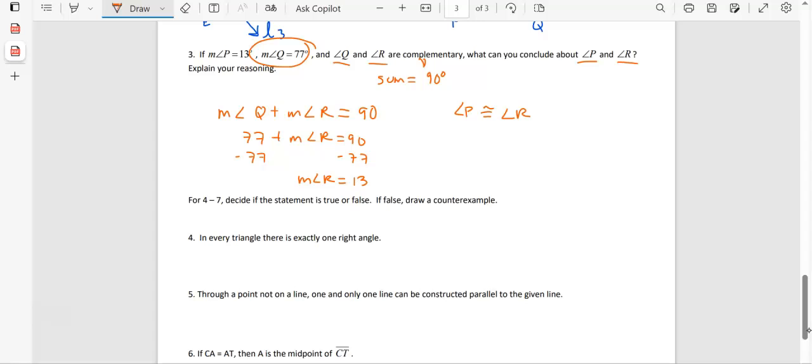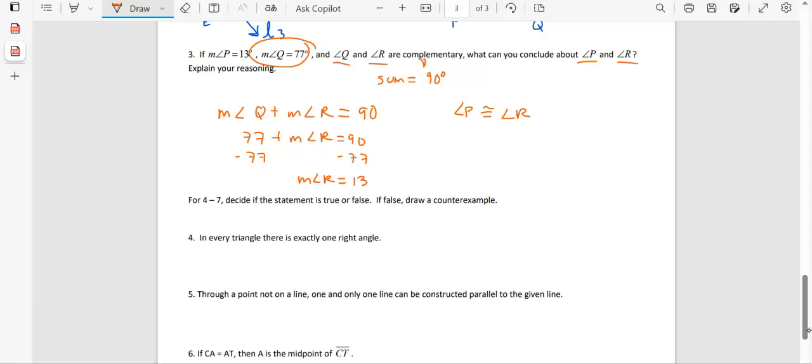Now, explaining this, again, you could do what I did here, and you could say, because angle Q and angle R are complementary, and the measure of angle Q is 77, we can solve for angle R and get angle R is 13 degrees. Therefore, angle R is congruent to angle P, because they have the same measure.